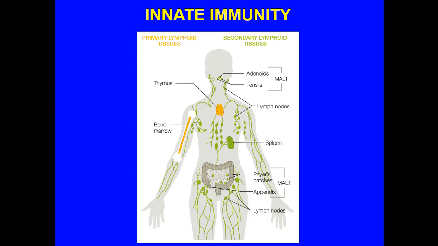The secondary lymphoid tissues include, of course, the adenoids, the tonsils, the lymph nodes, spleen, the Peyer's patches, the appendix, and of course you can see the distribution of the lymph nodes also.